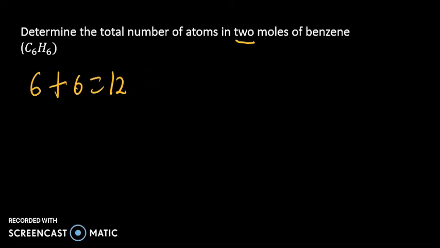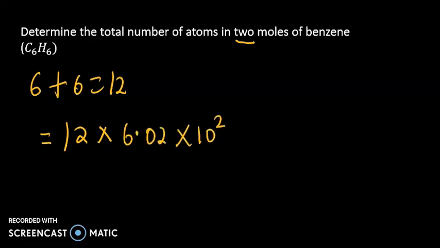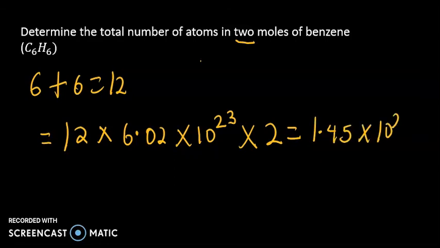To find the number of atoms, what we are going to do is multiply 12 times 6.02 times 10 to the power 23. It's the same as the first one, but what's different here is you have to multiply by 2 since I said 2 moles of benzene in order to get your answer. This will leave you with 1.45 times 10 to the power 25 atoms.